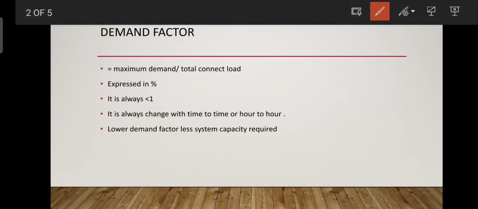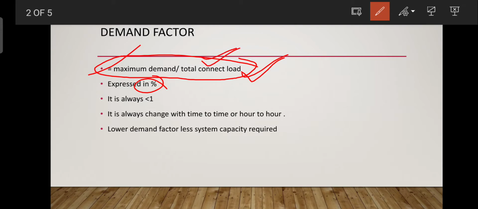So let's see about demand factor. What is demand factor? The ratio of the maximum demand of the system or a part of the system to the total connected load of the system is equal to the demand factor. So demand factor is equal to maximum demand divided by total connected load, and our demand factor is expressed in percentage.